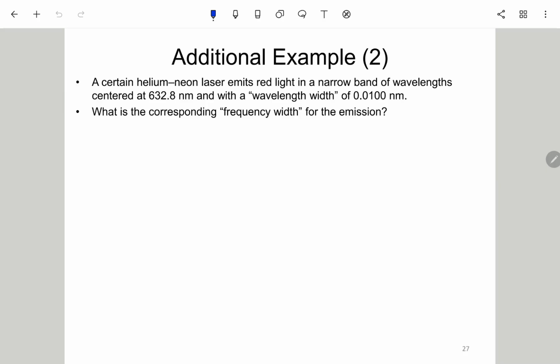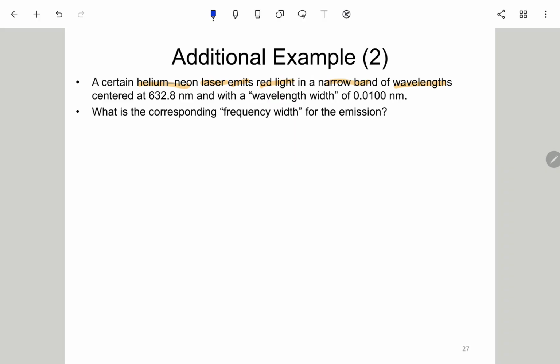Of course, when I was a year 1 student, it was not easy for me to understand this stuff. Because it is like an application of calculus, a simple application of the derivative. Okay, so here, let's see what it says. It says a certain helium-neon laser, 氦氖 laser, emits red light in a narrow band of wavelengths.